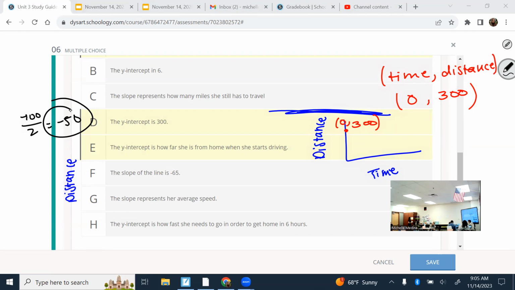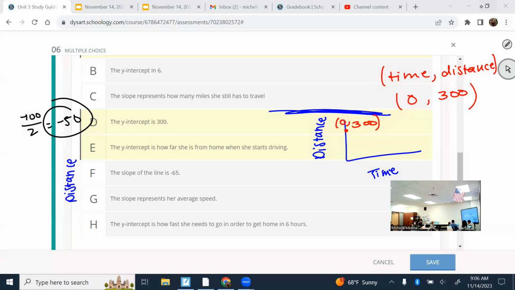But last one, the y-intercept is how fast she needs to go in order to get home in 6 hours. Does that make sense? Does it say speed on the y-axis? No, it doesn't. It says distance. Y is your distance from home. So yeah, I would pick just those three.